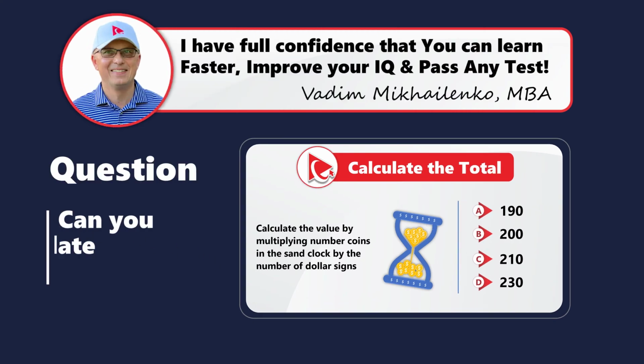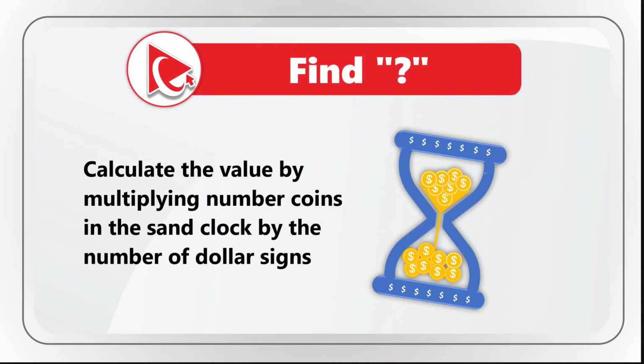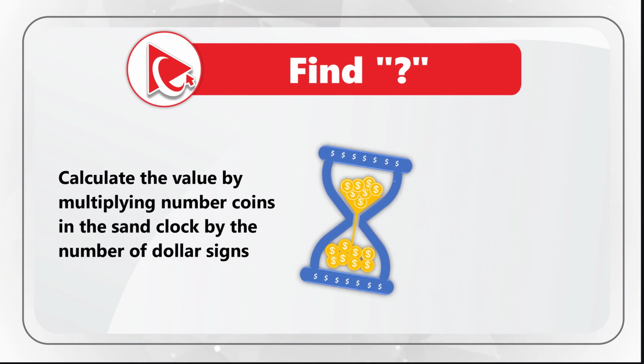Here's the problem for you to test your business math skills as well as attention to details. You need to calculate the value by multiplying number of coins in the cent clock by the number of dollar signs. You need to select out of 4 possible choices.